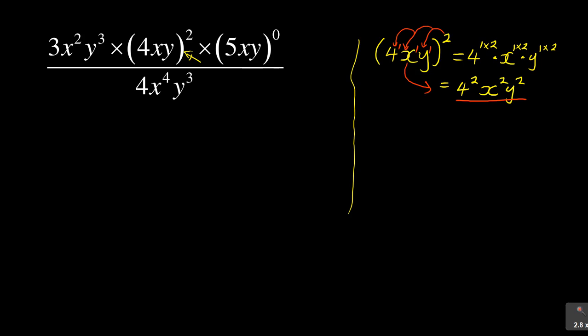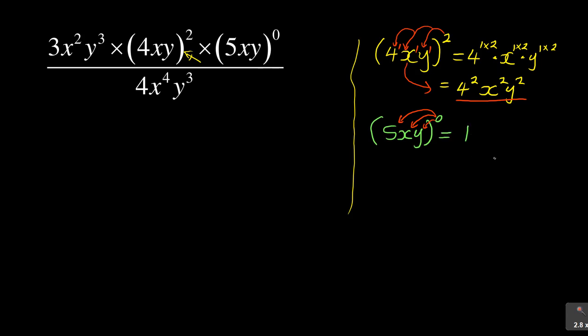The second one that I want you to also notice is this bracket, which is 5xy to the power of 0. Now I want you to notice that the power of 0 is affecting each and every part of what is inside. So this particular 0 is affecting 5, it is affecting x, it is affecting y. Now you must remember, any number to the power of 0 is equal to 1.